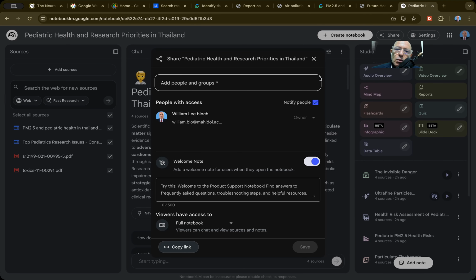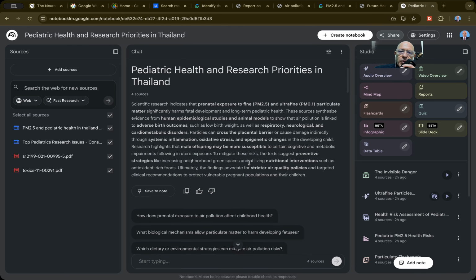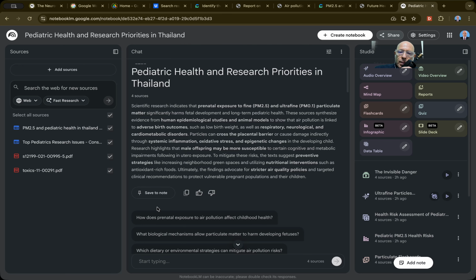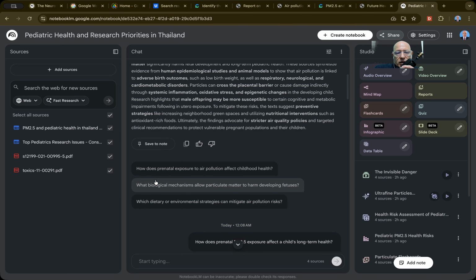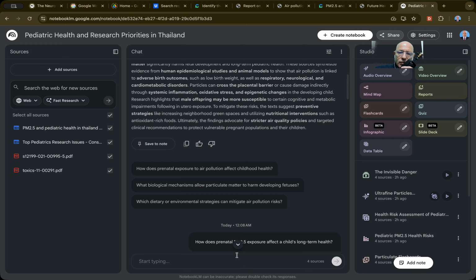All right, let's continue and take a look at this notebook. It's a summary of all that information right there. And it actually puts up some potential questions you might ask about this issue. How does prenatal exposure to air pollution affect childhood health? And it will answer in detail.